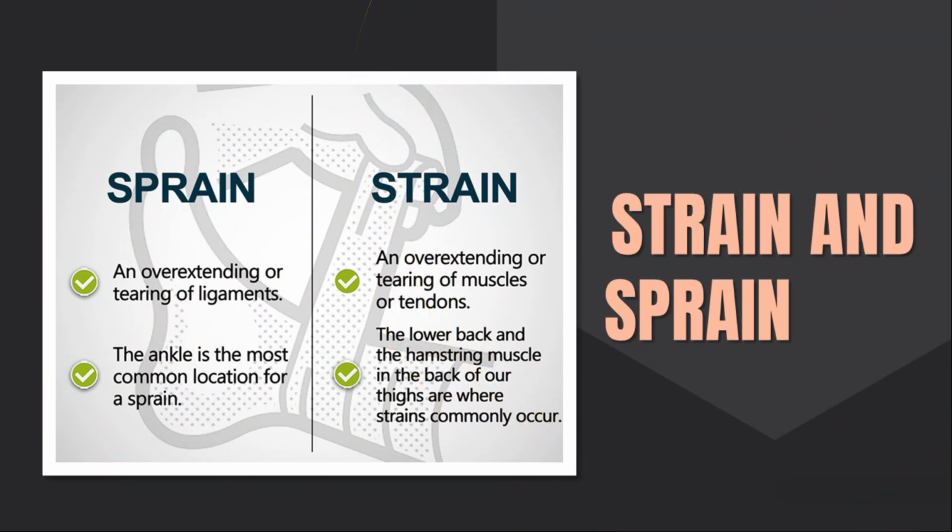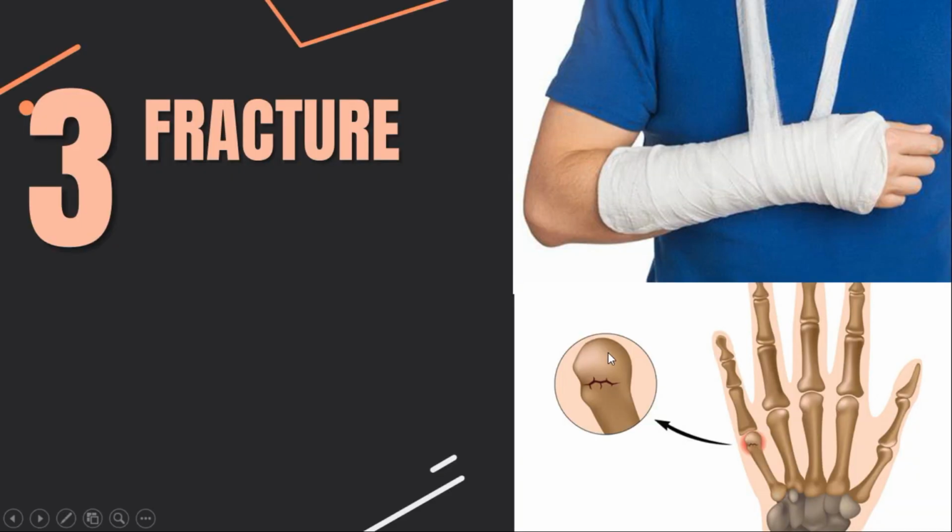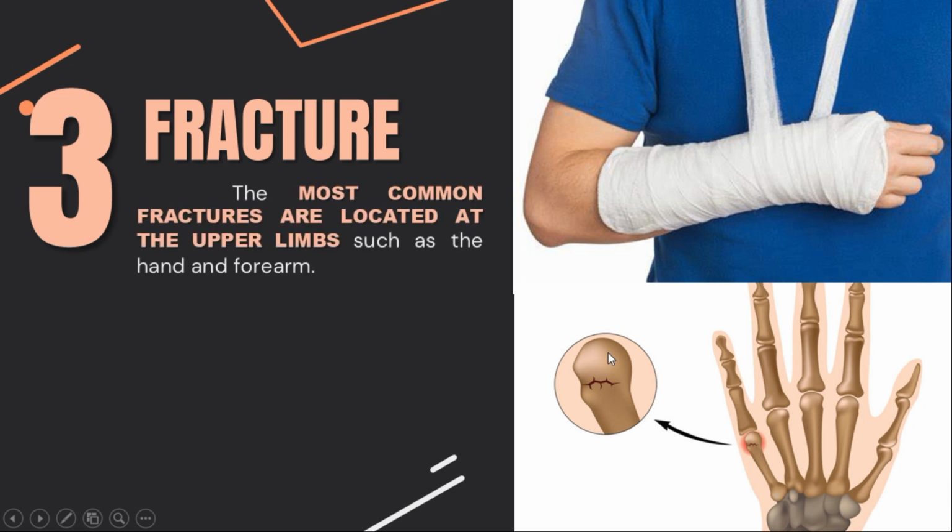Okay, so after na ating sprain and strain, let's move on sa next acute injury na meron tayo when it comes in sports, and that is the fracture. Okay, pag sinabi natin fracture, class, this is the most common in the upper limbs such as the hand or forearm. Okay, so kung mapapansin nyo dito sa image na nandito, that is the arm fracture natin na tinatawag. Okay, so syempre meron din tayong mga different fingers fracture.